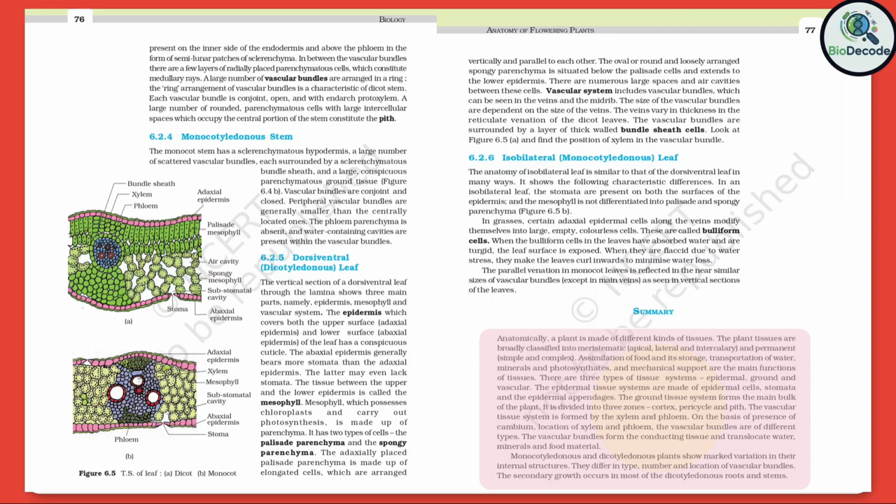The ground tissue system forms the bulk of the plant and is divided into three zones: cortex, pericycle, and pith. The vascular tissue system is composed of xylem and phloem. Depending on the presence or absence of cambium, vascular bundles may be open or closed. These bundles conduct water, minerals, and food material. Monocotyledonous and dicotyledonous plants differ in their internal structures, particularly in the number, type, and arrangement of vascular bundles. Secondary growth occurs in most dicot roots and stems.